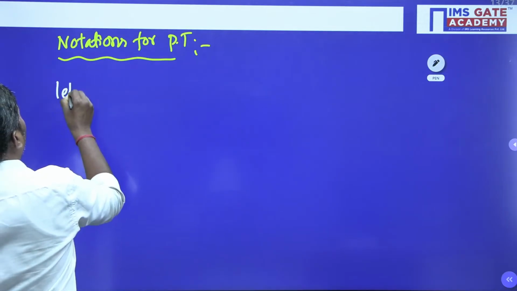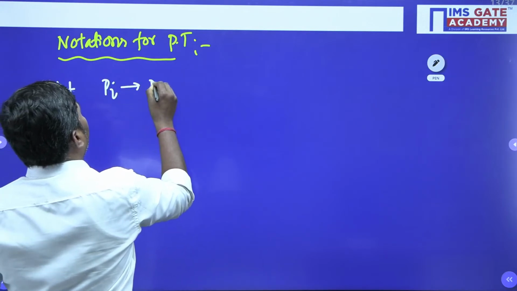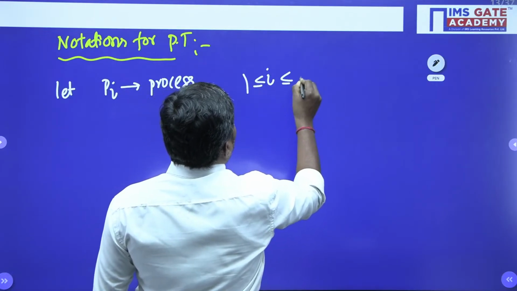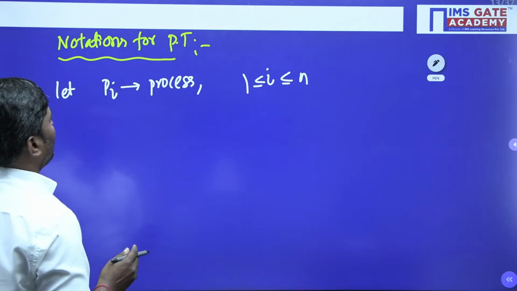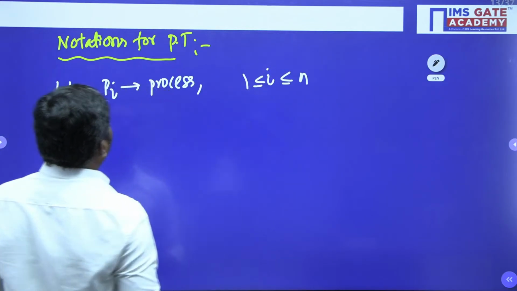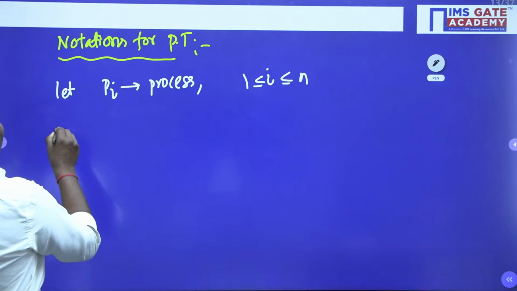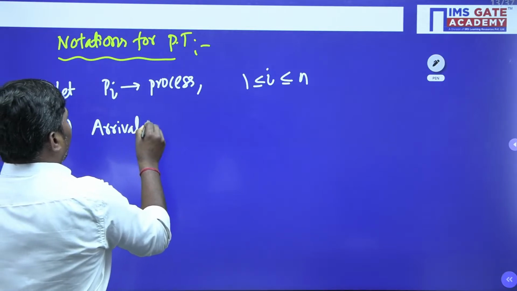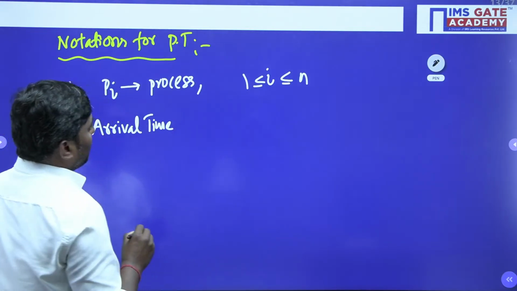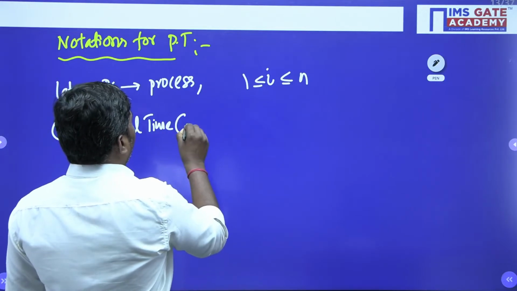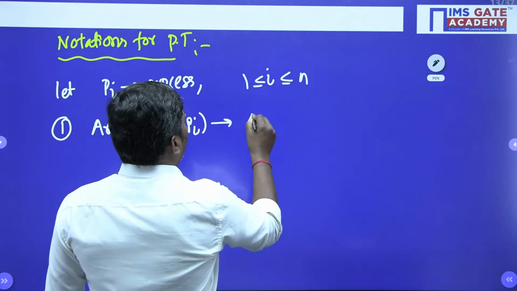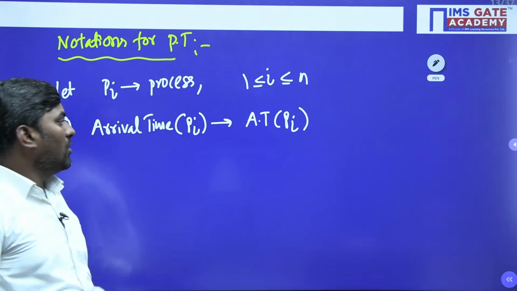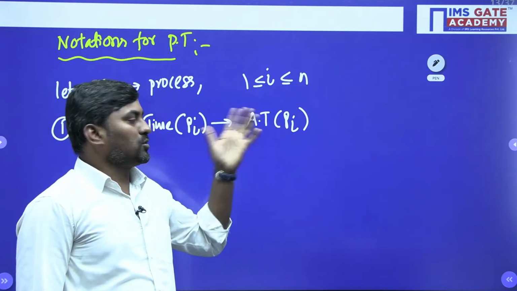Let Pi be a process, where i is defined from 1 to n. So n processes are there. Observe, all of you. The first one, arrival time. I am defining the arrival time of a process Pi like this. Is it clear, all of you? The short form I am using is arrival time, AT, of process Pi.